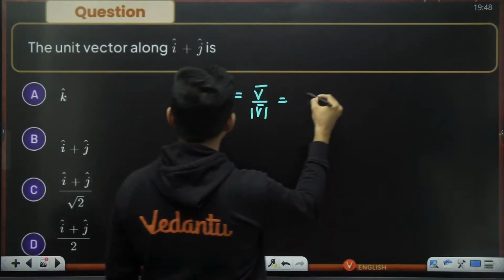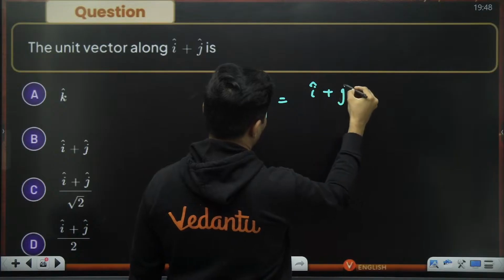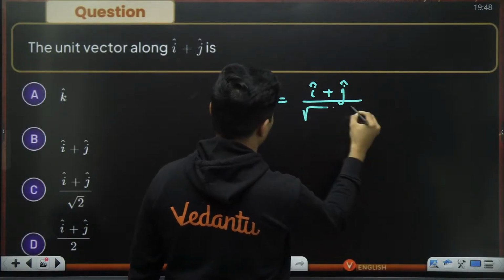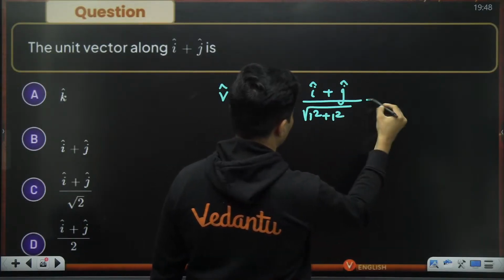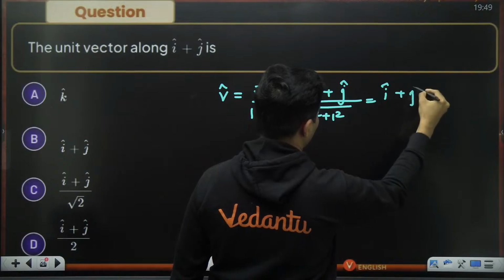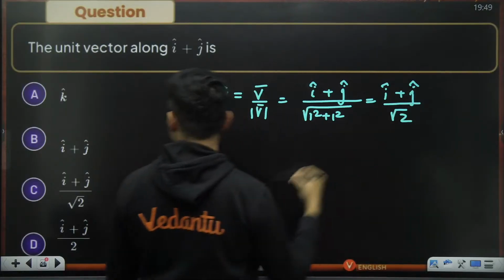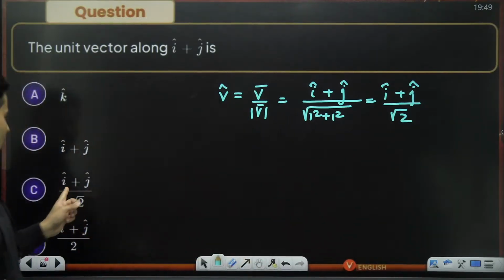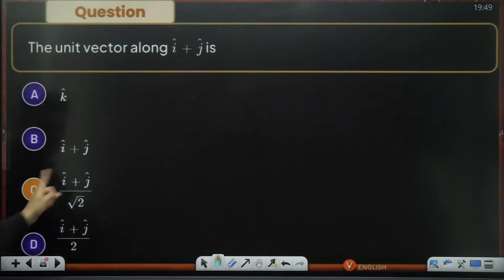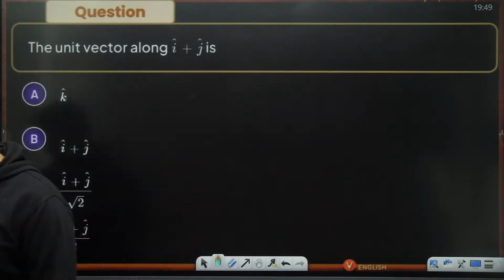Okay. The vector itself is I cap plus j cap and the magnitude will be root of 1 square plus 1 square. 1 plus 1 is 2, so root 2. So the unit vector is I cap plus j cap by root 2. That is option C. Is that right? Yes, perfectly correct.